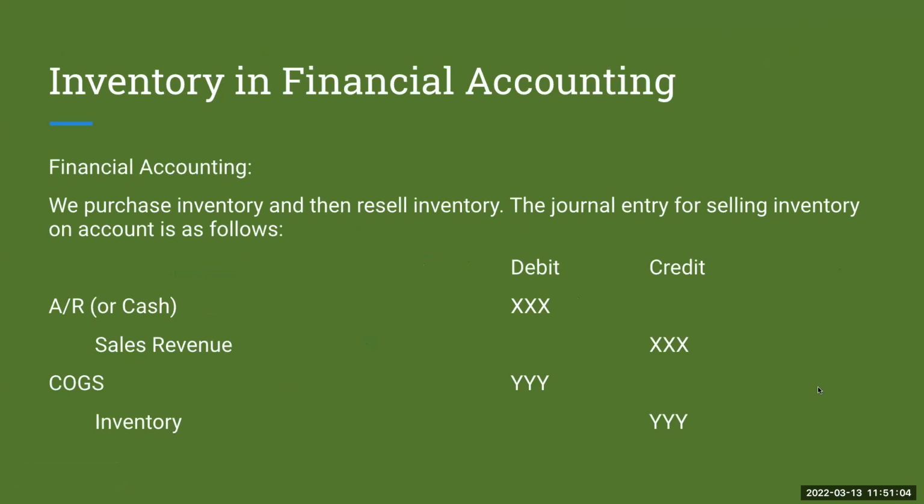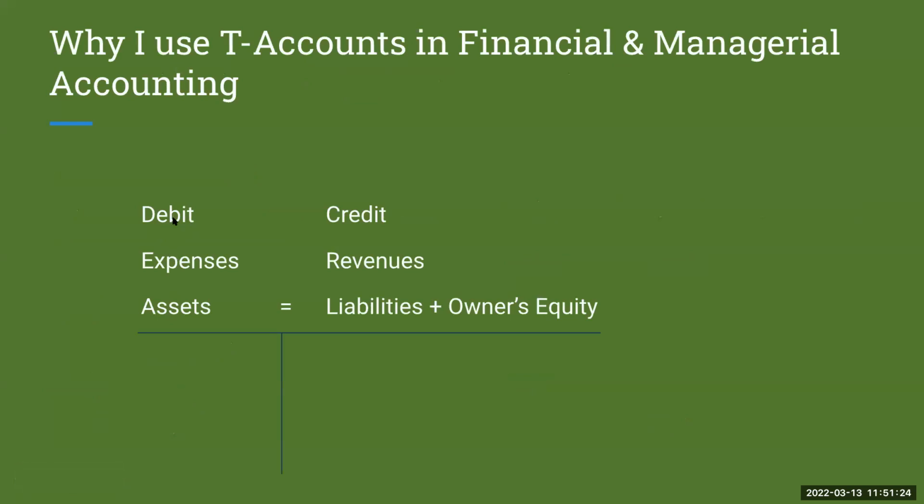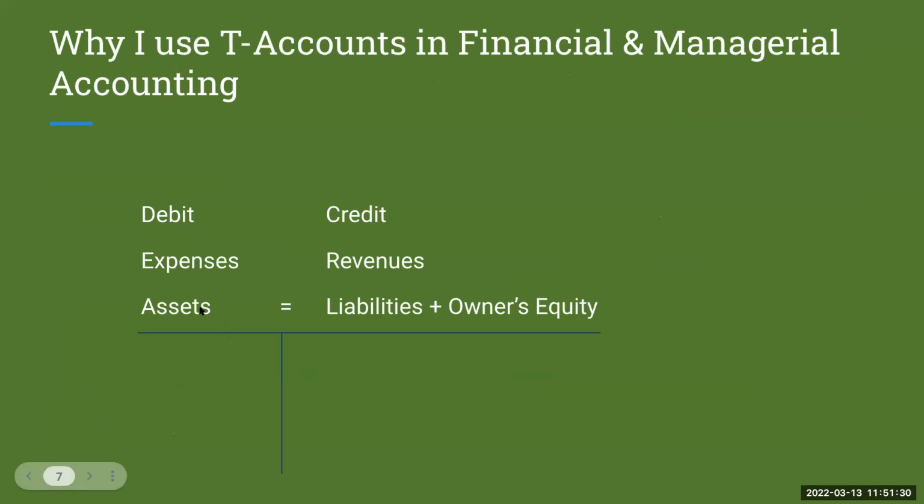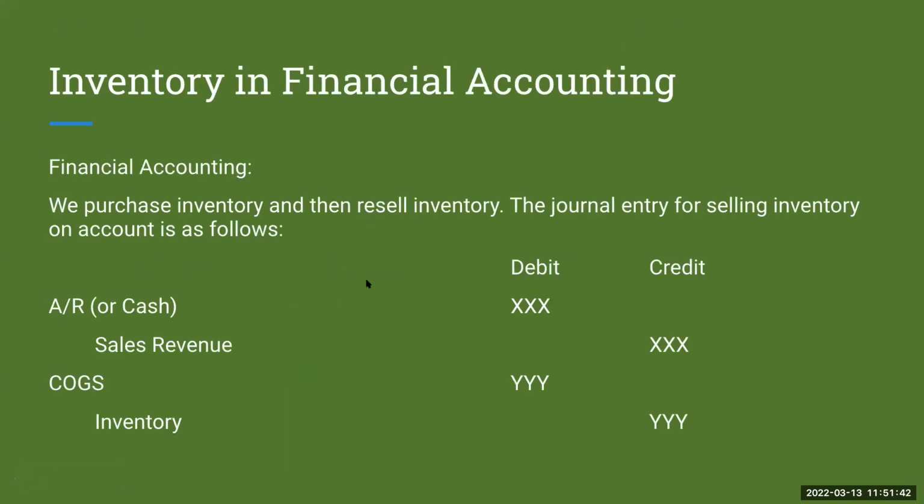So when we sell inventory in financial accounting, how does this generally work? Well, I'm going to debit AR, credit sales revenue, debit cost of goods sold, and credit inventory. Cost of goods sold is an expense, so I'm going to record an expense with a debit. Inventory is an asset. When I sell inventory, my assets are going down, so I'm going to credit inventory. When I sell inventory on account, I'm going to debit accounts receivable because the customer still owes me the money, and I credit the revenues. So again, the T accounts are really important.